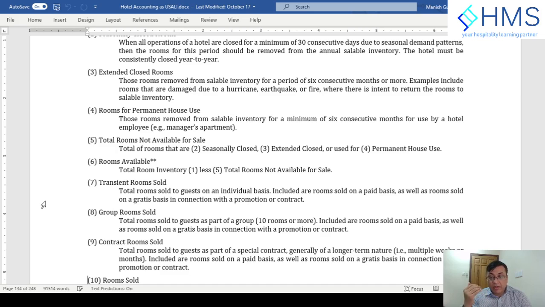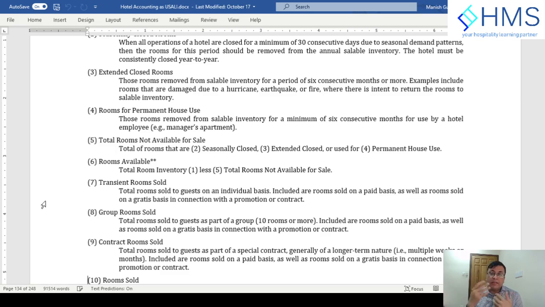It's normally multiple weeks or multiple months. Usually the contract is a monthly contract, not less than 30 days. That's usually the norm. But the definition does not specify that it will be more than a month, but generally it is long term. So it can be for 2 weeks, 3 weeks, and when there is a special contract, it will be considered as contract room sold.